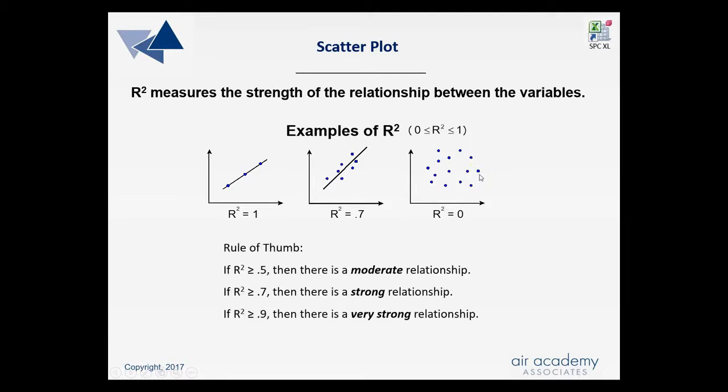A little rule of thumb on the values of r squared: if it gets to be up there around 0.5, we say that's a moderate relationship. If r squared gets to be 0.7 or more, that's a strong relationship. And if r squared gets to be about 0.9 or more, then there's a very strong relationship. So just to give you a feel, graphically and with some words, of what you're looking at, and when this diagnostic r squared pops up, what it really means.